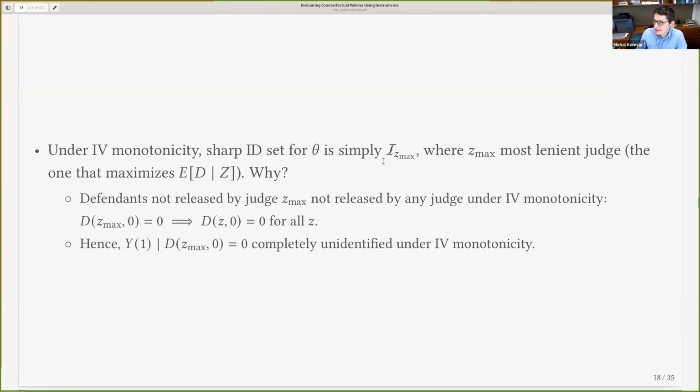So in that case, I don't actually take an intersection over all of the judges. I just look at the identified set, looking at the most lenient judge.